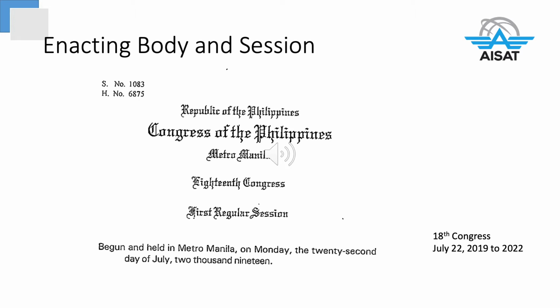Now it says first regular session. The first regular session is the first year of the 18th Congress. That's why it says the first regular session began and held in Metro Manila on Monday, the 22nd day of July, 2019.